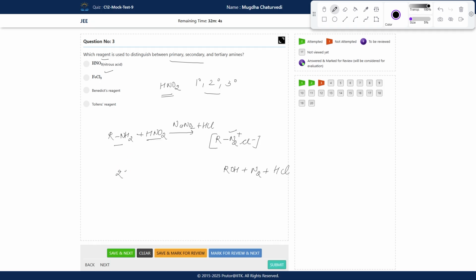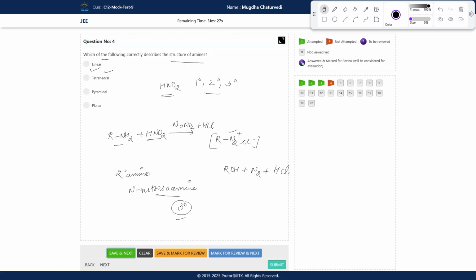With a secondary amine, it forms N-nitrosoamine. In the case of a tertiary amine, it reacts differently: it undergoes no reaction under cold conditions. So the correct answer for this question is HNO2, which is nitrous acid. The first option will be the right one.